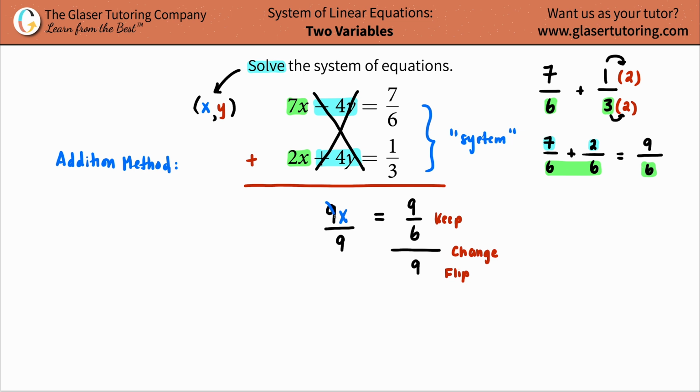Now, the 9 divided by 9 goes bye-bye. And now I'm just going to rewrite what this actually means, the keep, change, flip rule. Basically, you have x equals, so let's write that down, x equals, we're going to keep the 9 over 6, keep, change the sign. So instead of division, you make it multiplication. And then we flip the bottom number.